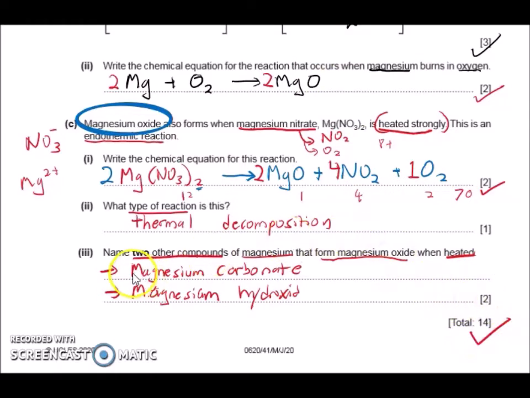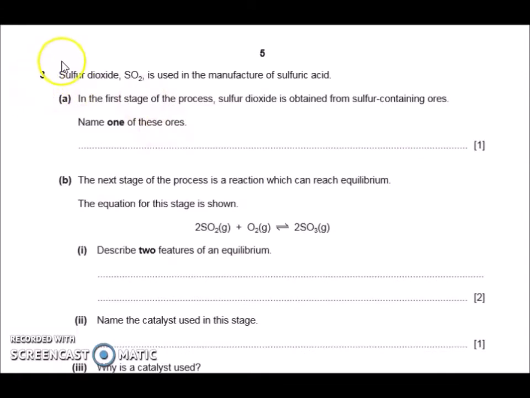Okay, now we will move on with question number 3. Okay, now we are here in the third question. Okay, sulfur dioxide is used in the manufacture of sulfuric acid. Okay, we have a name for this process. We call this the contact process, for your information here. Okay, contact process. Okay, in the first stage of the process, sulfur dioxide is obtained from sulfur-containing ores.